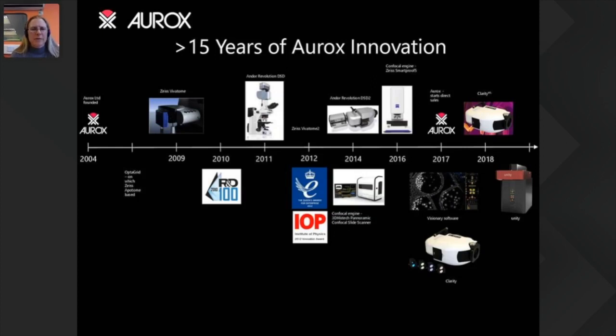And for about 13 years, we did OEM supply. So we were making equipment for other companies to sell. So these pieces of equipment you might have heard of. We worked with Zeiss on the Zeiss Vivatome. We designed and manufactured the Andor Revolution DSD range of instruments, so the DSD and the DSD2. And our technology is also inside the Zeiss SmartProof 5 materials analysis product and the 3D Histech confocal slide scanner.